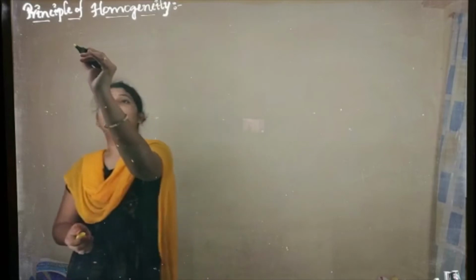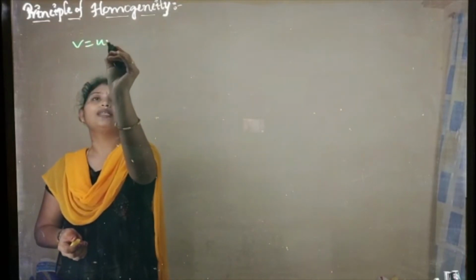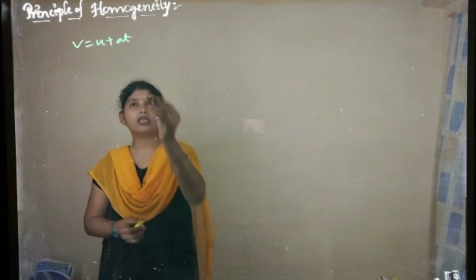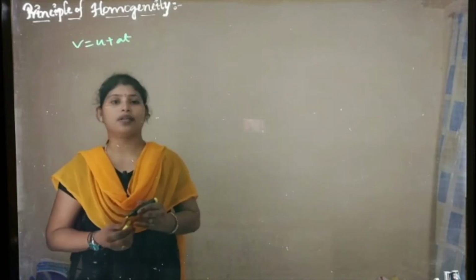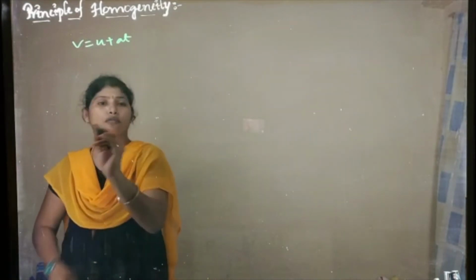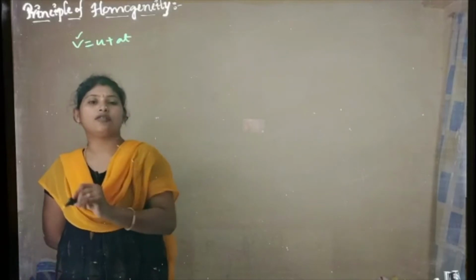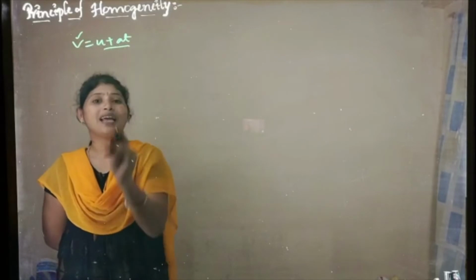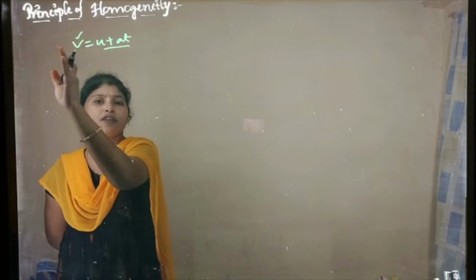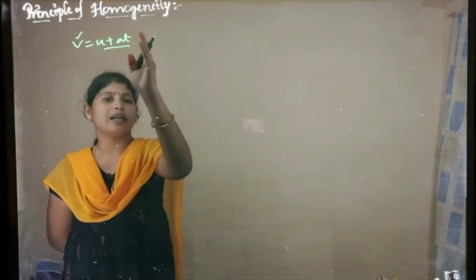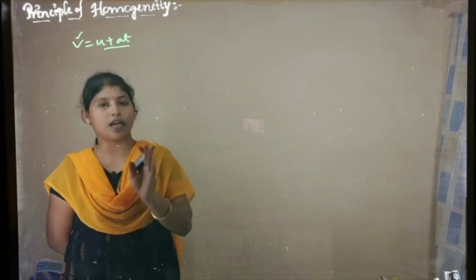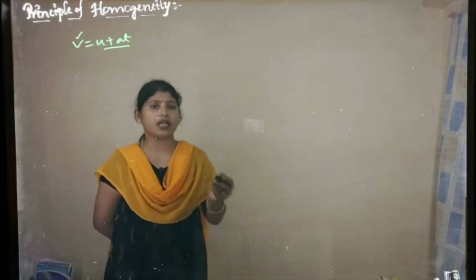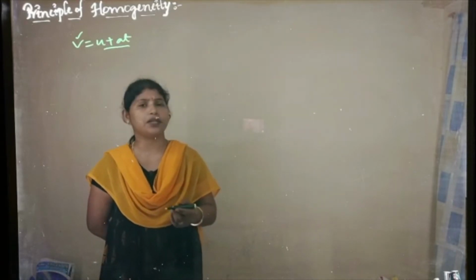That is v equals u plus at. This is one physical relation, and this equation has dimensions. It has terms on both sides: a left side term and right side terms. The dimension of the left side term should be equal to the dimensions of each of the right side terms. When we consider velocity, velocity has dimensions.